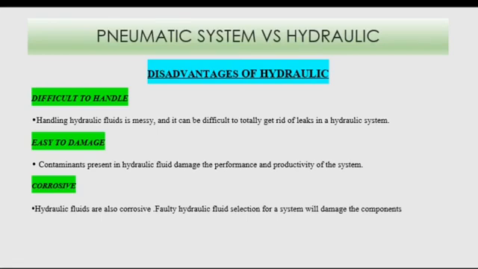The second disadvantage of the hydraulic system is that it is easy to damage. Contaminants present in hydraulic fluid damage the performance and productivity of the system. Hence, continuous filtration is required for this system. The third disadvantage of the hydraulic system is that hydraulic fluids are also corrosive. Faulty hydraulic fluid selection for a system will damage the components. There needs to be proper maintenance when handling the hydraulic system.